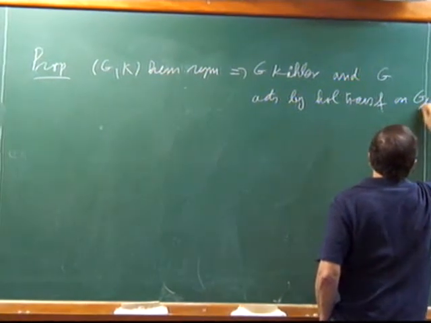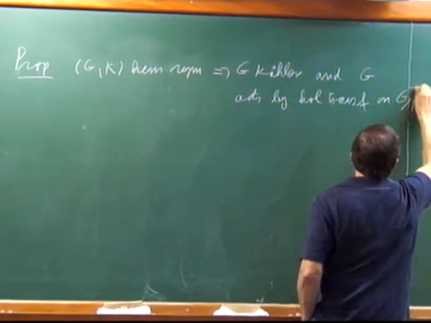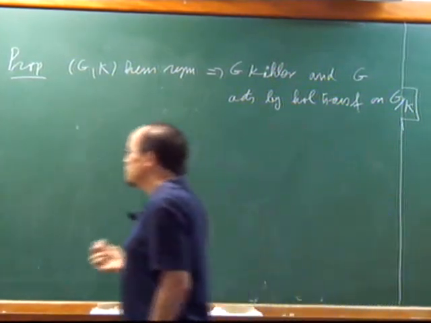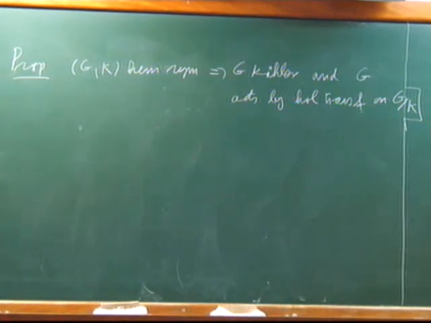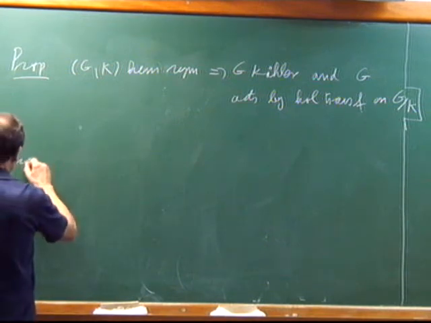On G mod K, with respect to the complex structure I'm going to define on the space using J itself. Okay. So let's prove this.